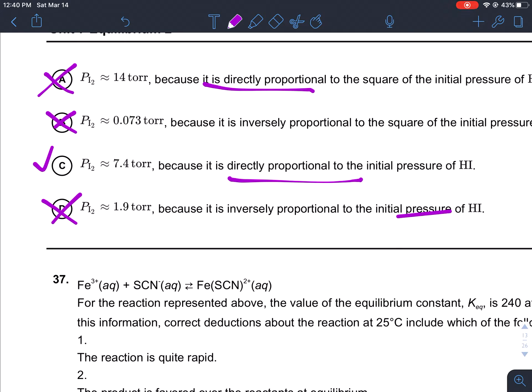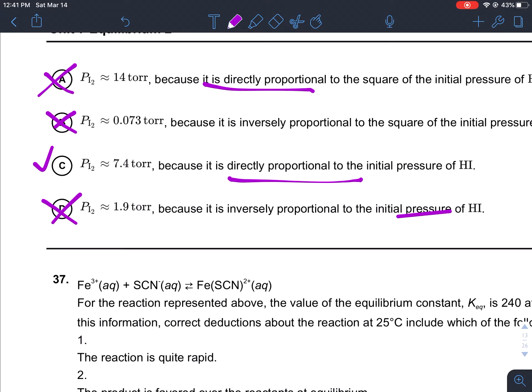All right, 37. Iron 3 plus SCN yields that. For the reaction represented above, the value of the equilibrium constant Keq is 240. From this information, correct deductions about the reaction at 25 include which of the following?